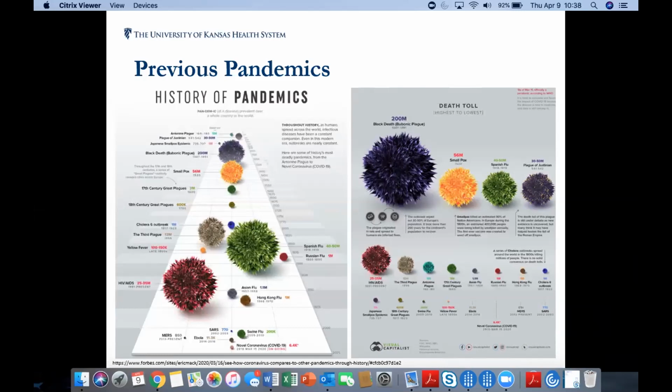Down here, you can see the novel coronavirus fatality rate. When this was put together in mid-March, obviously it was much lower than where it is today. So just take all of these with a grain of salt.